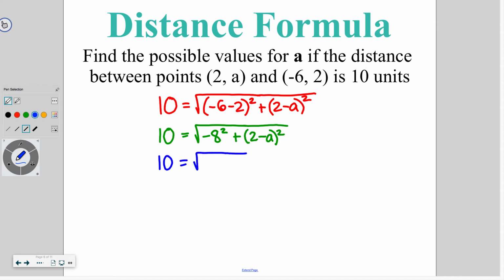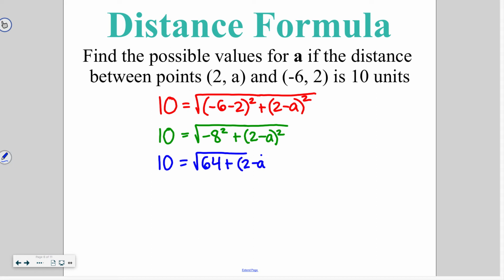So I've got the square root of 64 plus 2 minus a, in parentheses. Now we want to start getting things away from that a value. So I'm going to go ahead and square both sides to get rid of that square root. So I've got 100 is equal to 64 plus 2 minus a squared.